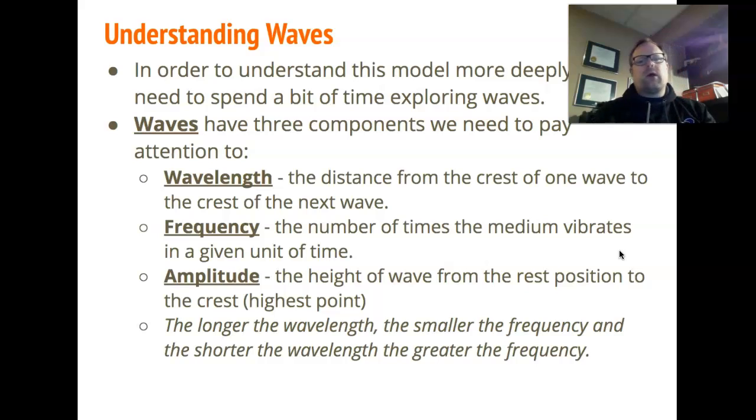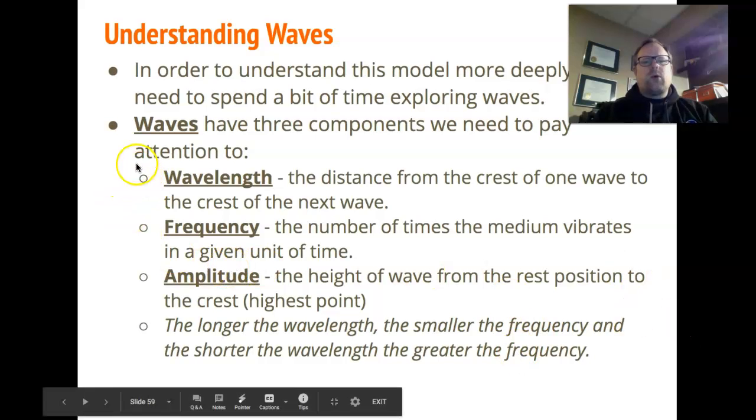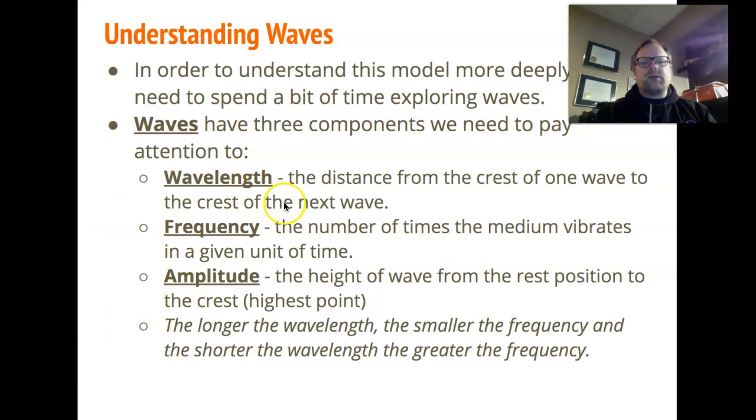So to understand the wave model of light more deeply, we need to spend a little bit of time exploring waves. You can think of throwing a rock into a calm pond, and how the waves move out from where the rock goes in. And those waves have what we call peaks and troughs. The peak being at the top, the trough being at the bottom. And the waves have different components, and we'll talk about what they are right now. The three components these waves have are wavelength, frequency, and amplitude.